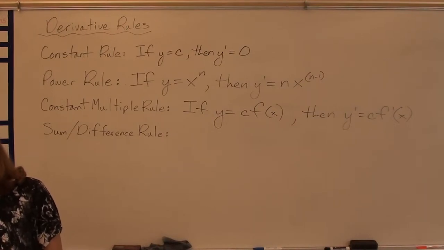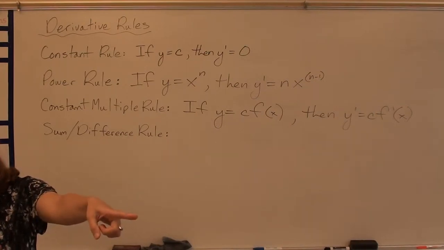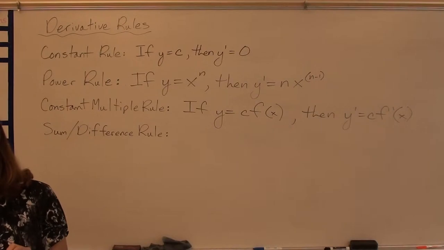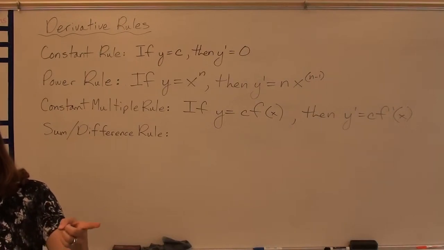A constant multiple is also called a what? When you multiply a function times a constant, that constant is called a scalar.